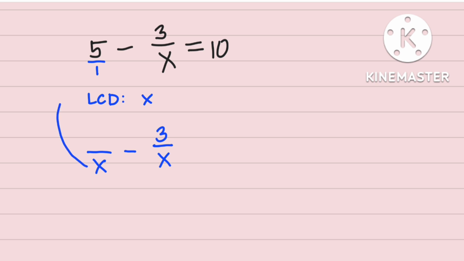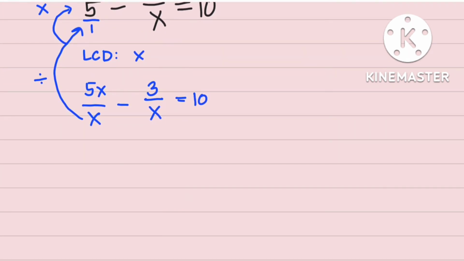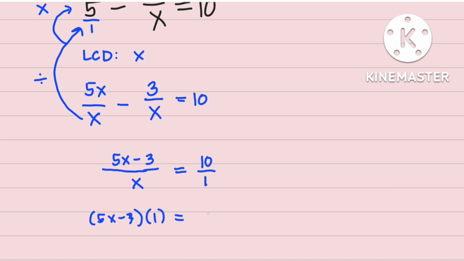Now, x divided by 1, that is x. The answer, x, we will multiply by the numerator 5. So we have 5x. And this is equal to 10. Now that the two fractions have the same denominators, we may now combine them into a single fraction whose denominator is x. I will write over 1. Then, the product of 5x minus 3 and 1 should be equal to the product of 10 and x.